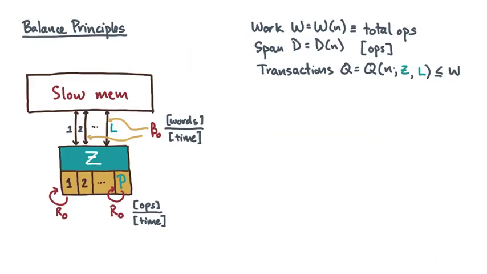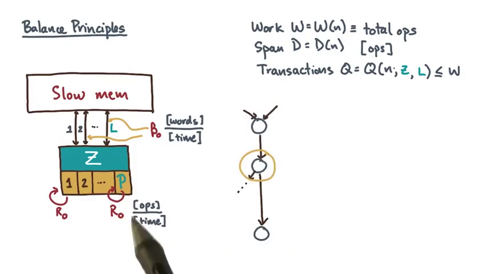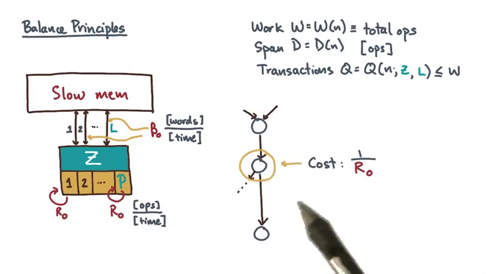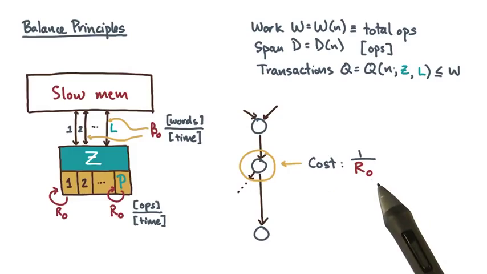For example, consider some node in the unit cost DAG. Suppose this node is one of the compute operations. Then executing it costs 1 over R0 time units. So we could replace this single unit cost vertex with a sequence of 1 over R0 unit cost vertices.